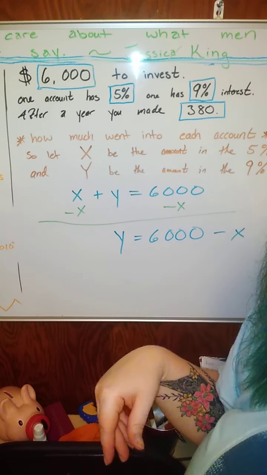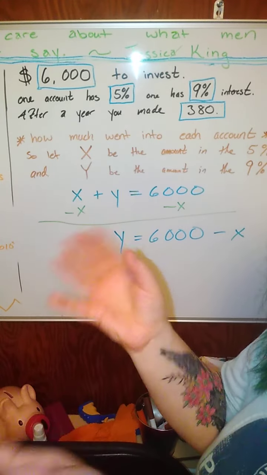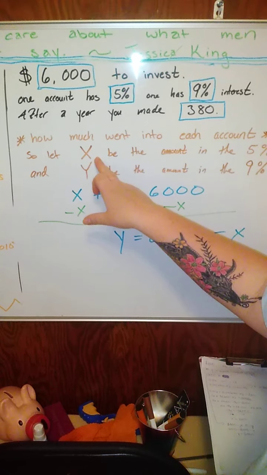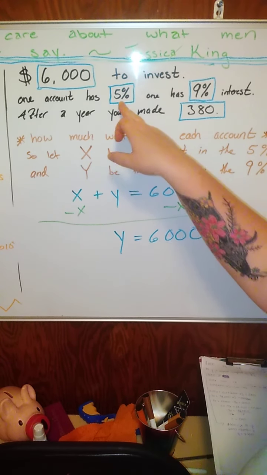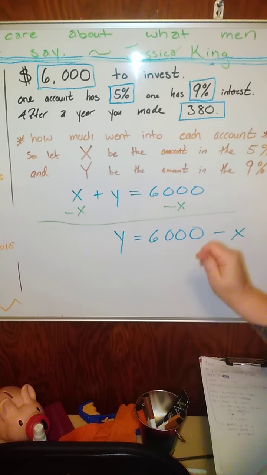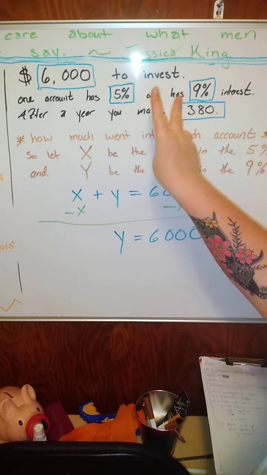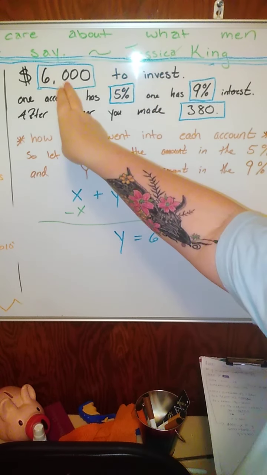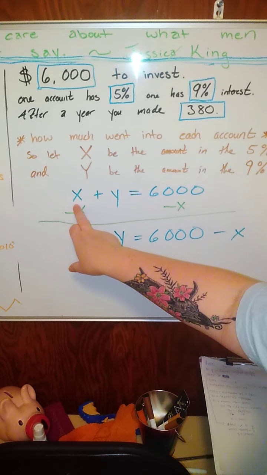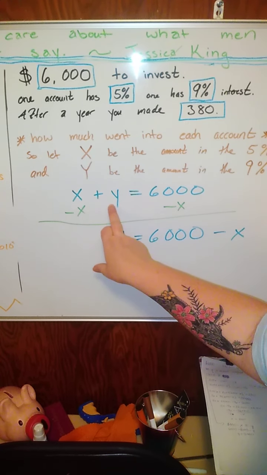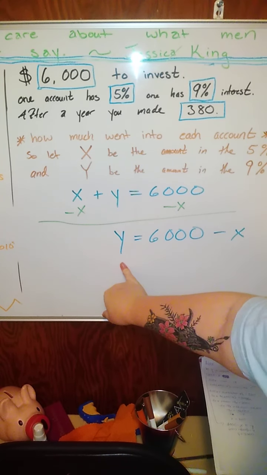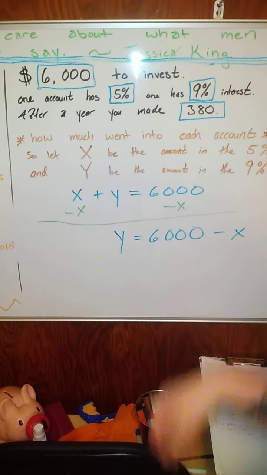So that's our X and Y. X and Y will take the place of whatever it is that we don't know, that we're trying to find out. So we're going to let X be the amount of money that we put in the 5%, and we're going to let Y be the amount of money that we put in the 9%. We know that between both of those accounts, we spent $6,000 total. So X and Y, the amount we put into the 5% and the amount we put into the 9%, should equal 6,000. So we get our first equation when we simplify that out: Y is equal to 6,000 minus X.